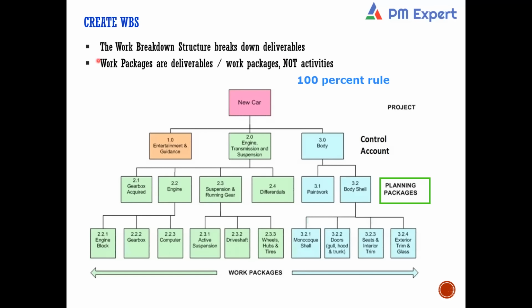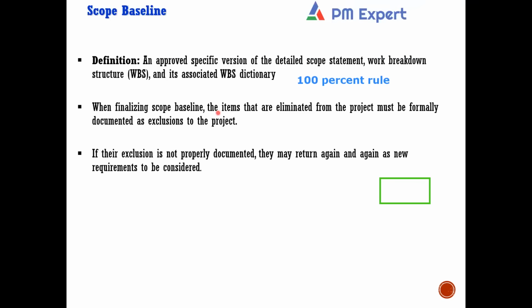So guys, for this player who is at the top, the new car, or it can be Honda cars or Maruti cars, if I say the scope baseline includes scope statement plus work breakdown structure plus work breakdown structure dictionary, will that be okay? Will that be the right scope baseline?